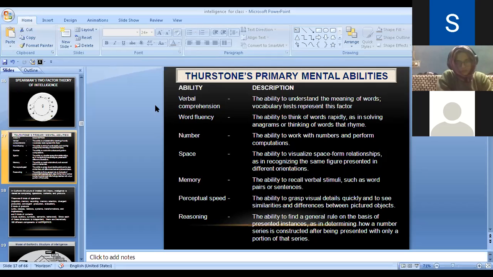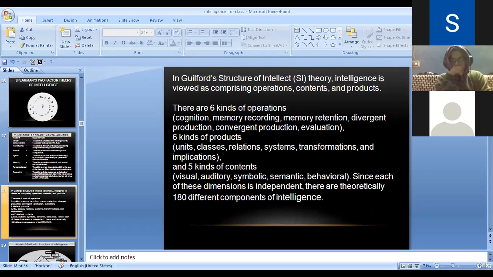These are the tests. So now to summarize, under primary mental abilities, we have verbal comprehension, where your ability to handle the language part is covered. Then is word fluency. Then is number, space, memory, perceptual speed, and reasoning. 1, 2, 3, 4, 5, 6, 7. Seven primary mental abilities. So Spearman's concept, having two factors, was criticized. Now emerge the seven factors.